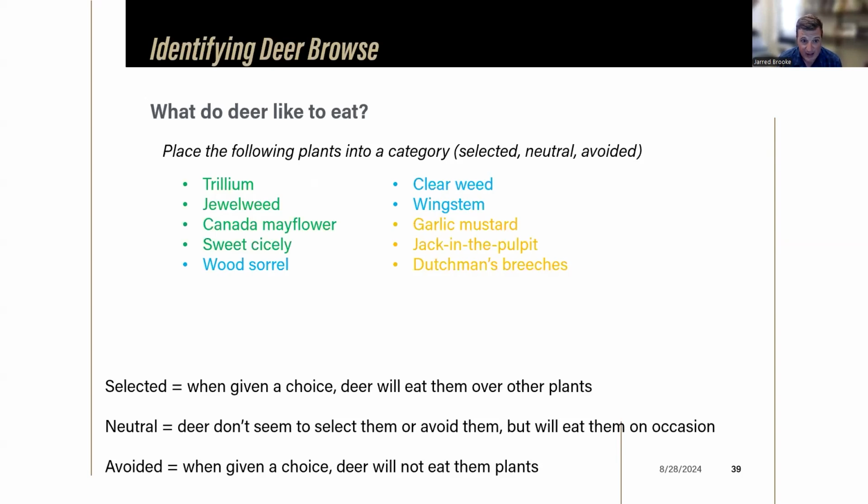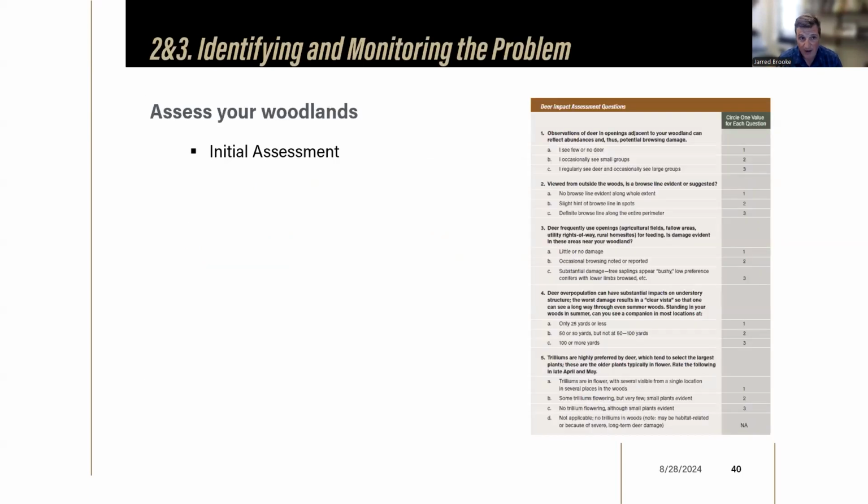So on the selected side are species like trillium, jewelweed, Canada mayflower, and sweet Cicely. On the kind of neutral side are wood sorrel, clearweed, and wingstem. And then on the avoided side are garlic mustard, jack in the pulpit, and then Dutchman's breeches. And there's a much longer list of these species in some of the publications that I'll talk about here in a minute.